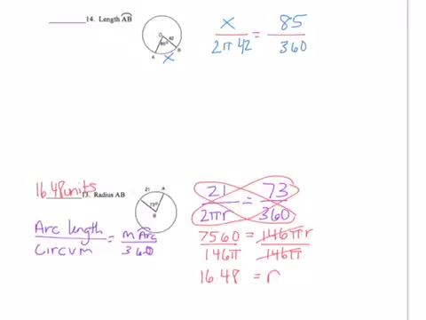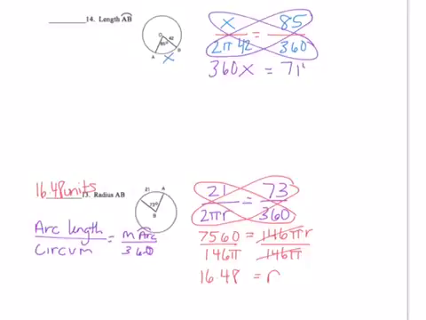I can do the fish hook, or I can just cross multiply. When I cross multiply, I get 360 x, not pi but x, equals, and then I multiply all of this together. I'm just going to multiply my numbers. So 2 times 42 times 85 gives me an answer of 7,140 pi.